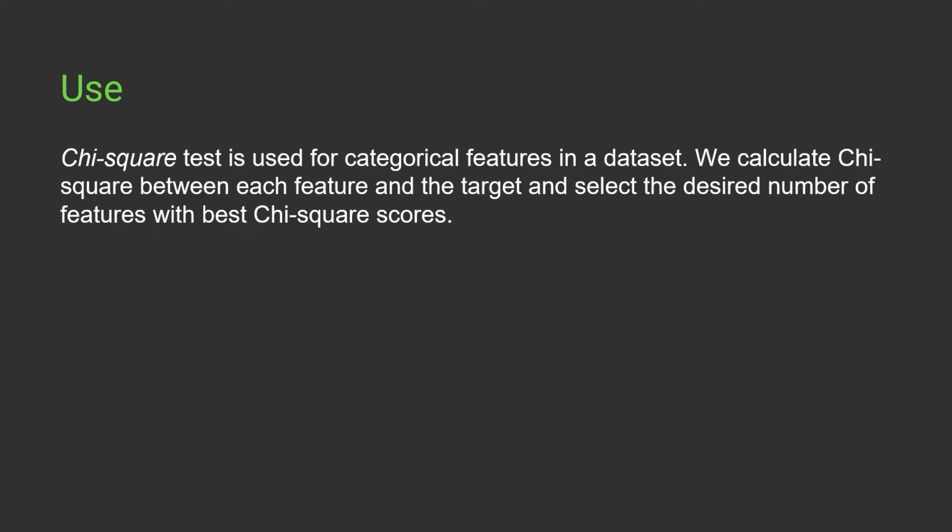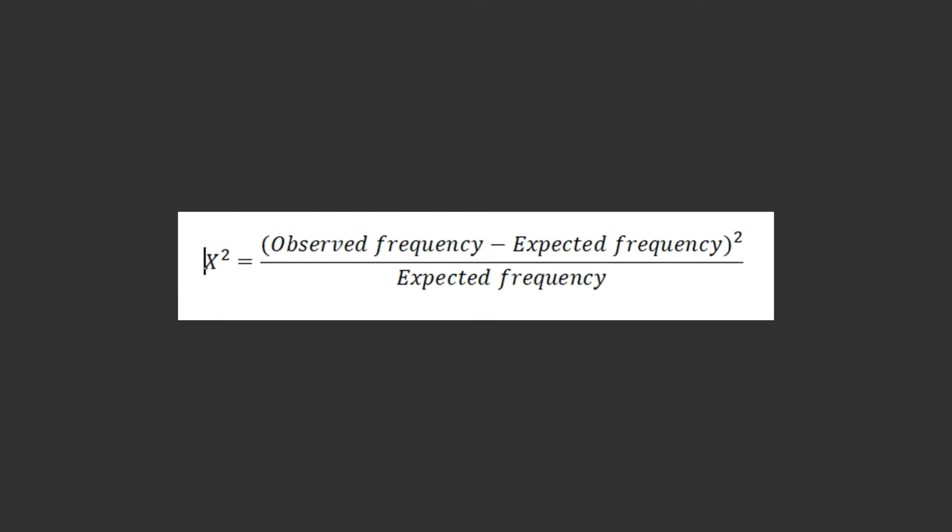It basically calculates the chi-square between each feature and the target feature and selects the desired number of features with the best chi-square scores. So the higher the chi-square value, the more desired the feature. That means that feature will have more say in predicting or directing towards a certain outcome. So that's the formula which we'll be working with in the chi-square test.